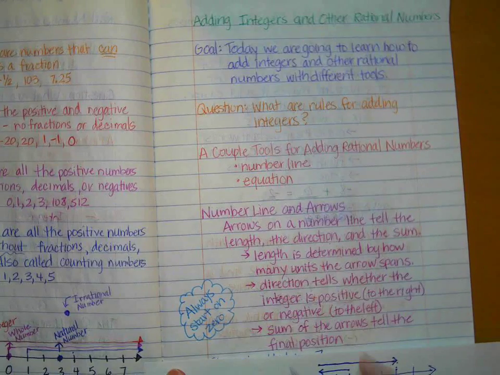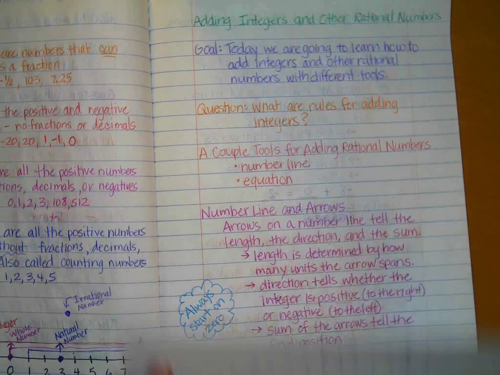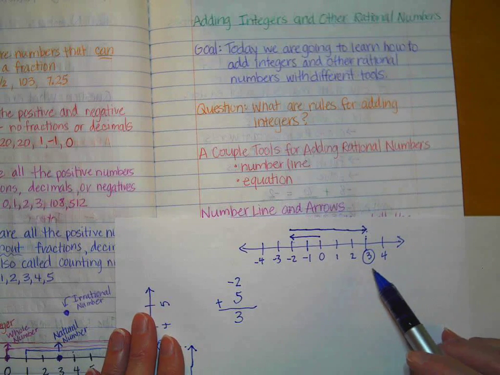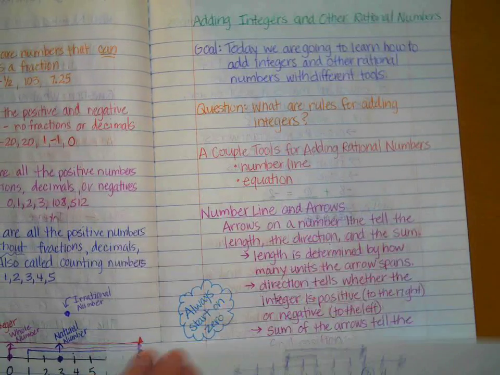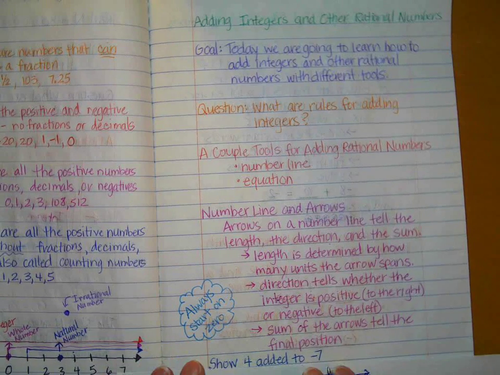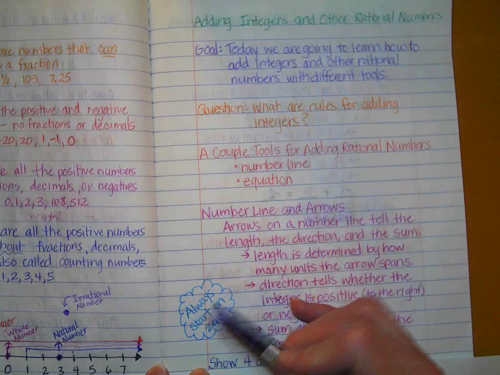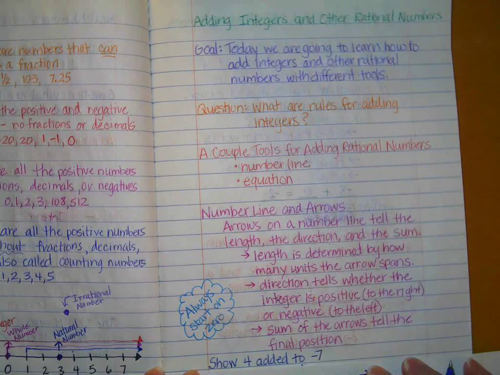Okay? So that is what we were talking about when we said the sum of the arrows tells the final position. When we finally stop drawing our arrows, where did we stop? At 3. So we circle it, and that is the answer. That is the sum. Okay? Again, when you're starting to show a mathematical problem, you always begin your first arrow on 0.